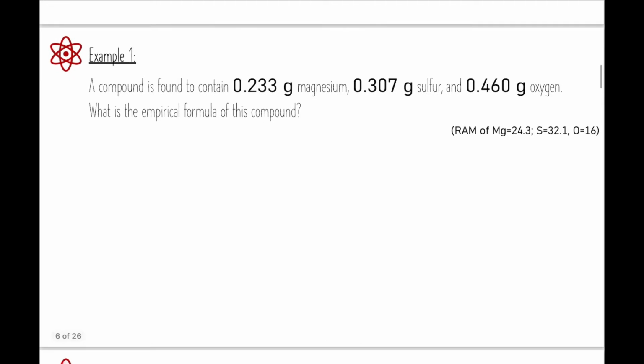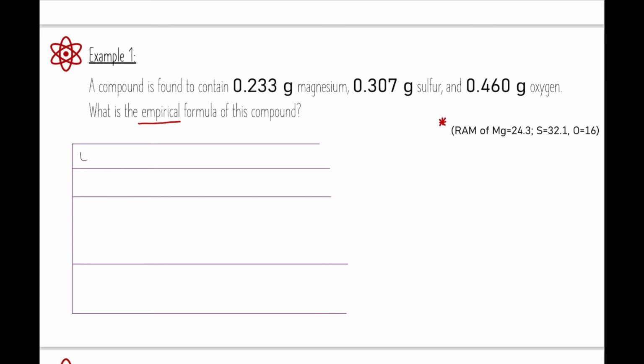Have a look at this example number 1. A compound is found to contain 0.233 gram magnesium, 0.307 gram sulfur, and 0.460 gram oxygen. What is the empirical formula of this compound? This is the relative atomic mass of magnesium, sulfur, and oxygen. You will need it in calculating the number of mole of each element given.